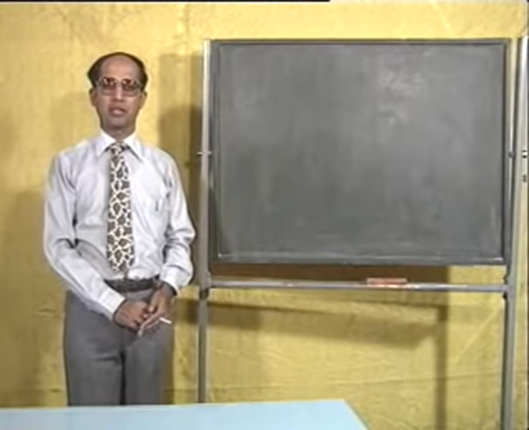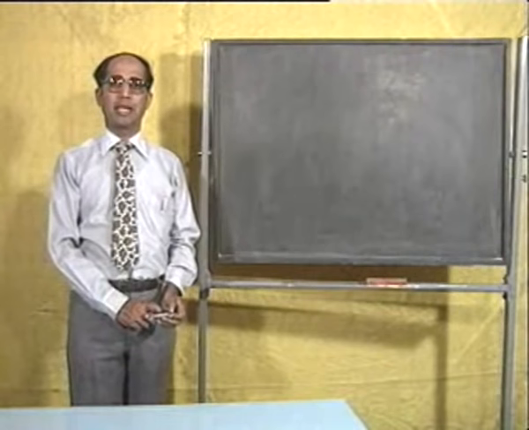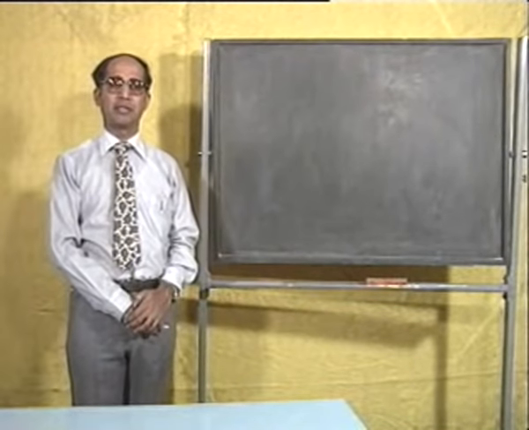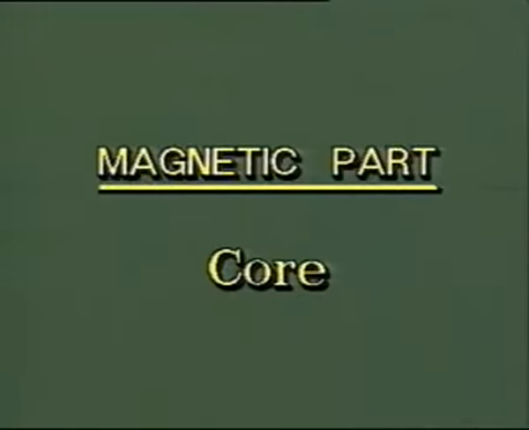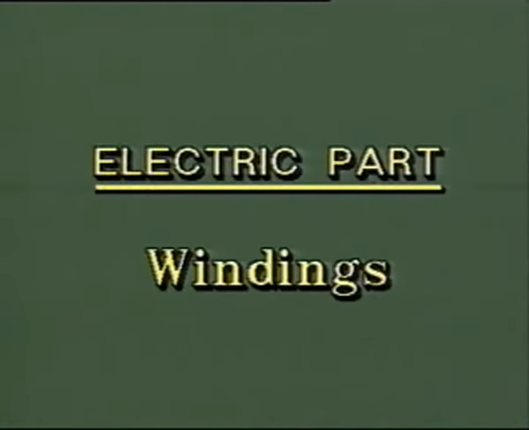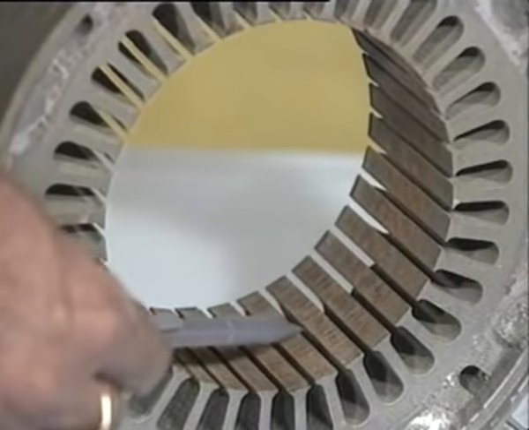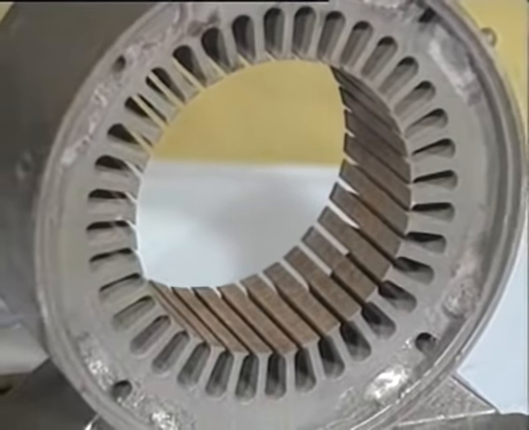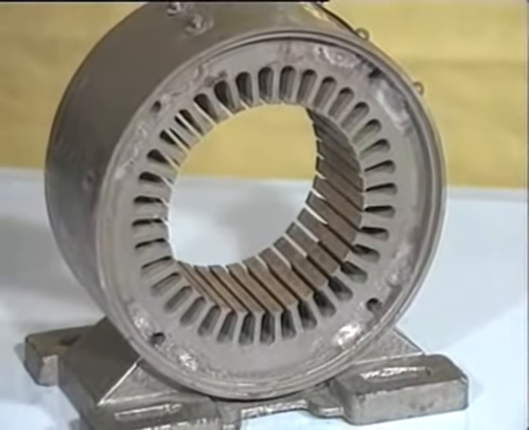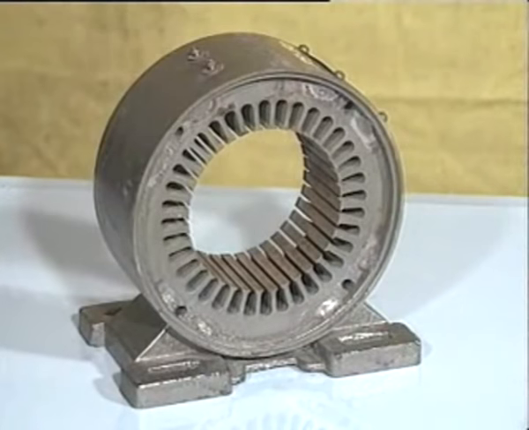Both stator and rotor are electromagnetic structures made up of similar materials and parts. They consist of a magnetic part called the core and an electric part called the windings. The core, a typical one shown here, is basically made up of iron, but today would consist of a range of ferromagnetic materials, that is, iron allied with suitable elements to improve magnetic properties.